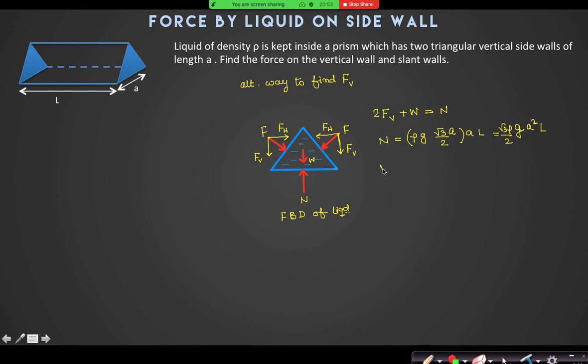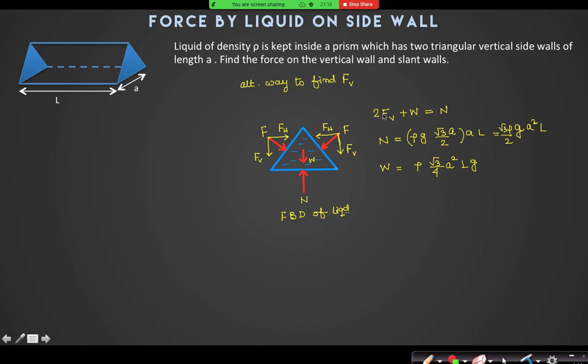What is the weight of the liquid? Can I find the volume of the prism? Rho into root 3 by 4 a square into L into g. Good. The area of the triangular plate is root 3 by 4 a square. Multiply it with L, it is the volume, then into g.